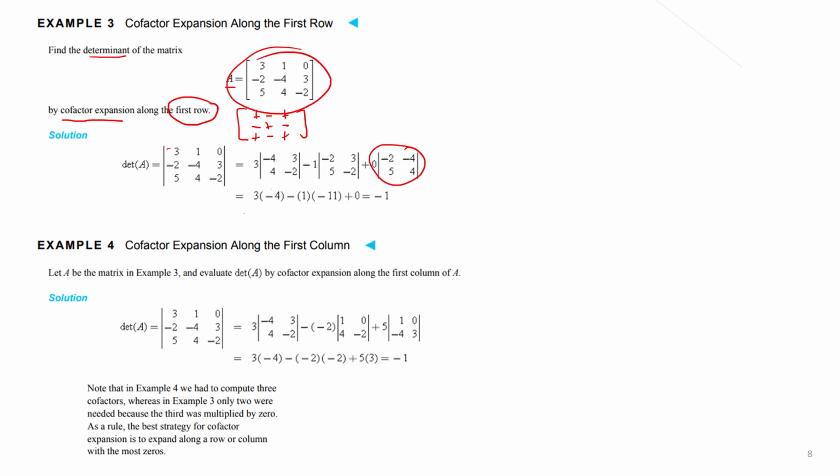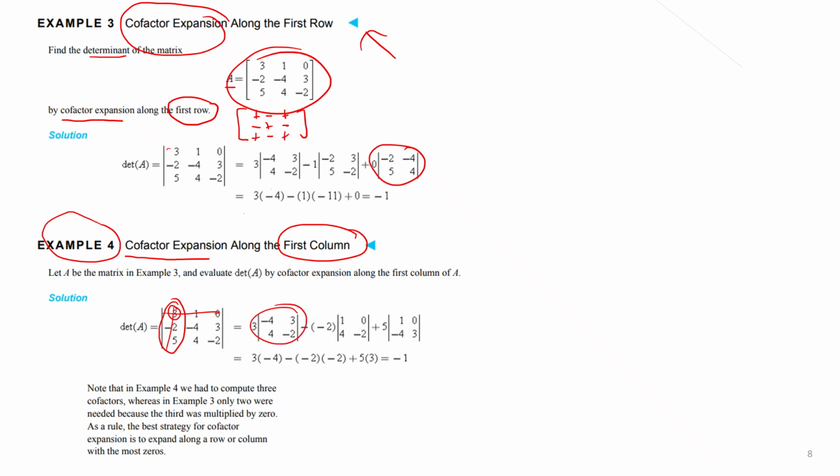For the sake of showing you that cofactor expansions can be done in any row or any column, let's try another example where we do the cofactor expansion along the first column, along this one. So first you have 3, this one, so you delete this, so you have this matrix, same as the previous one.